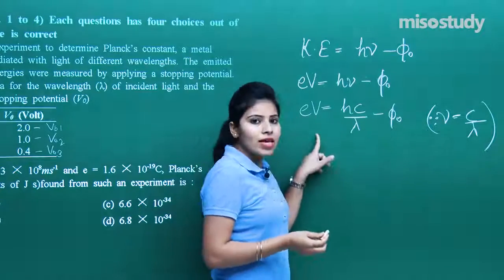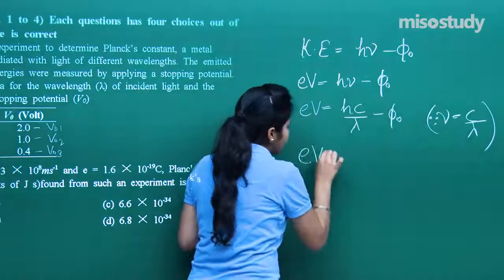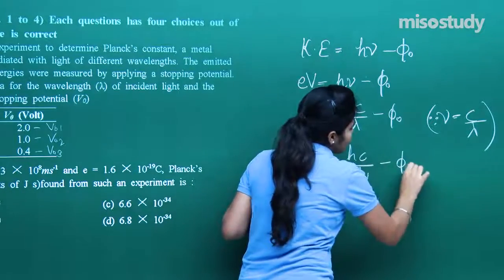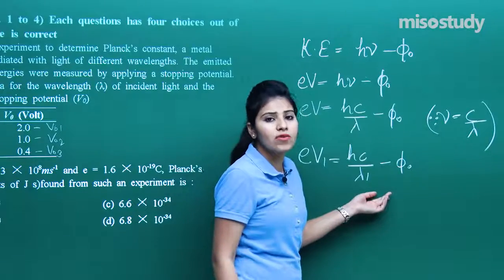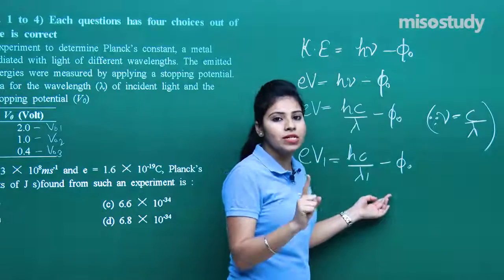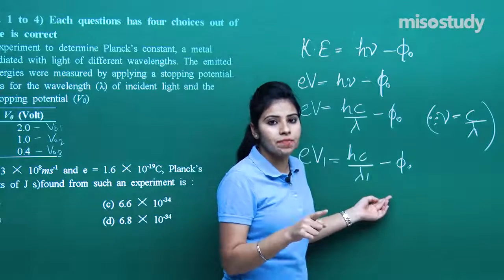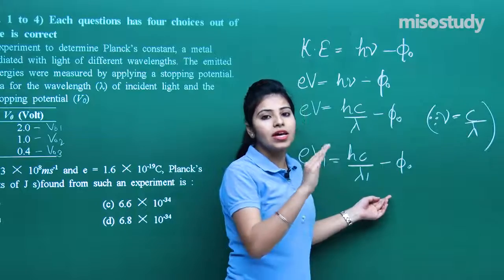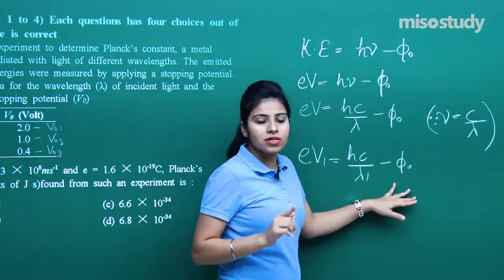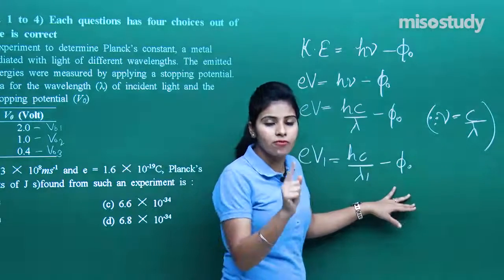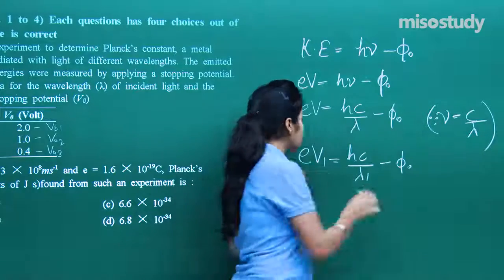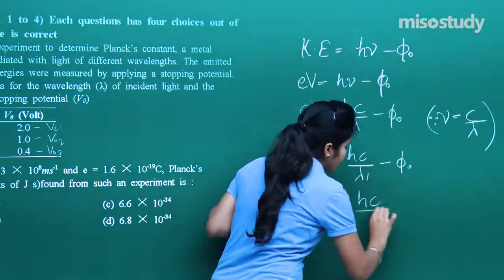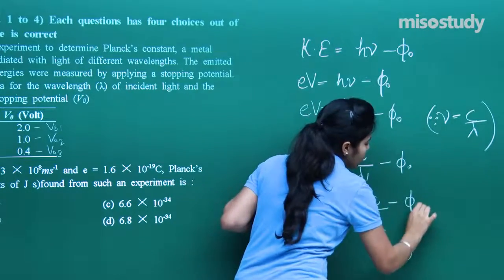Now from this equation you can write eV1 equals hc by lambda 1 minus phi naught. Phi naught is the work function, and for a particular metal the work function would remain the same. Whatever wavelength is radiated over the metal surface, it is not bothered about this. The work function will remain the same for a particular metal. So for this we can write eV2 equals hc by lambda 2 minus phi naught.